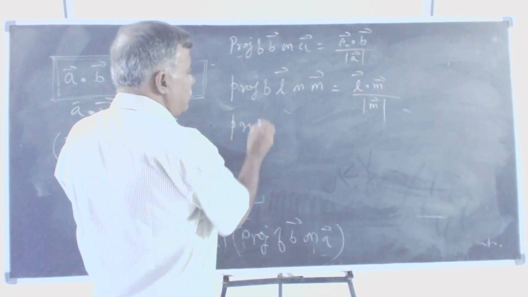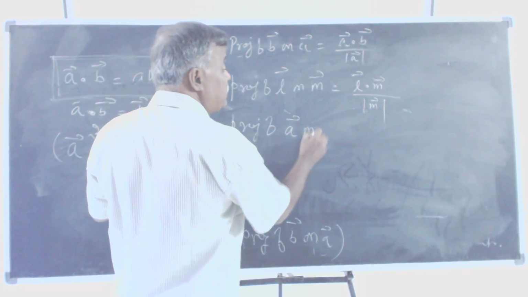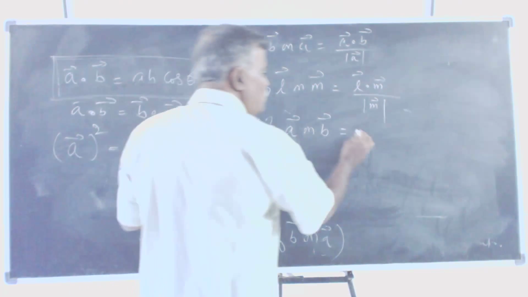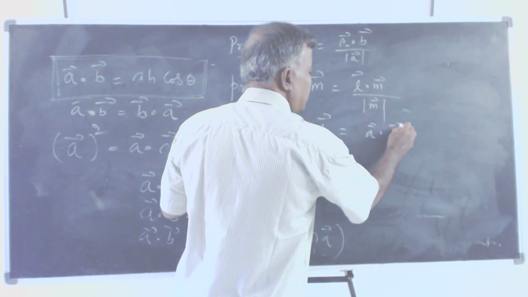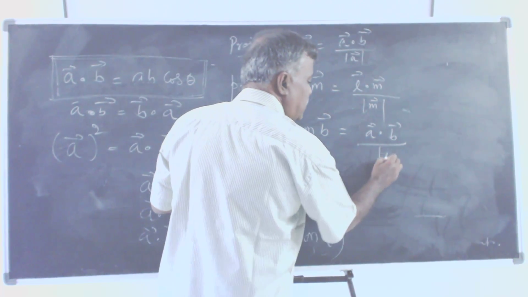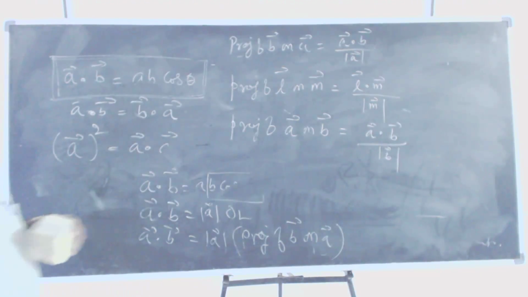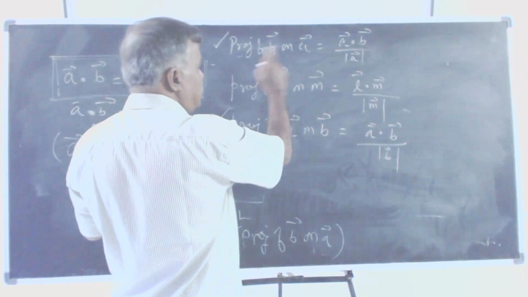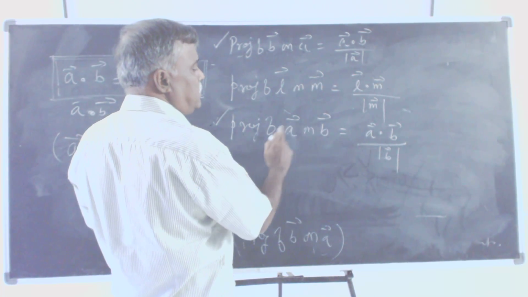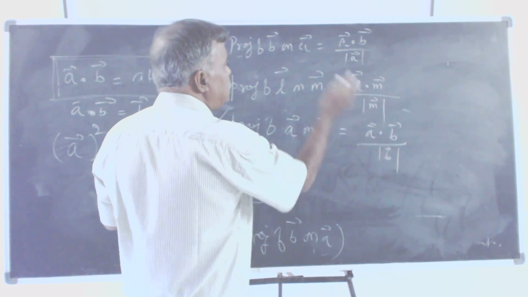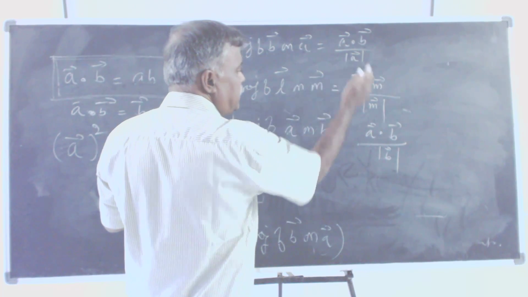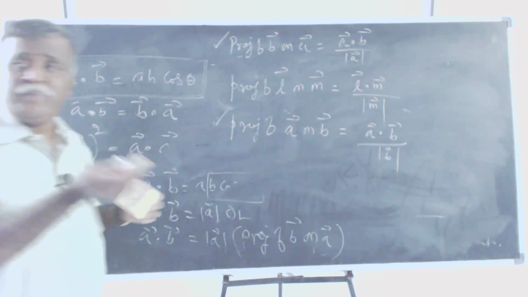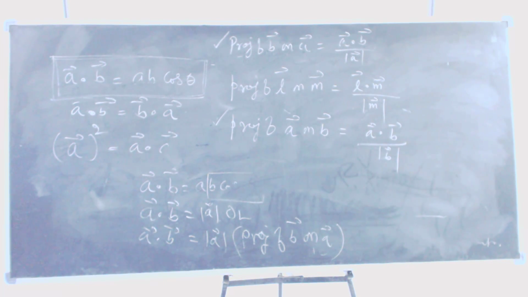Similarly, projection of A vector on B vector means what? Same numerator, A dot B, divided by, on B vector means modulus of B vector. So for these two, A on B means denominator mod B, and B on A means denominator mod A. Numerator in both cases is A dot B only. It can be B dot A also. Both A dot B and B dot A are one and the same. Dot product is commutative.